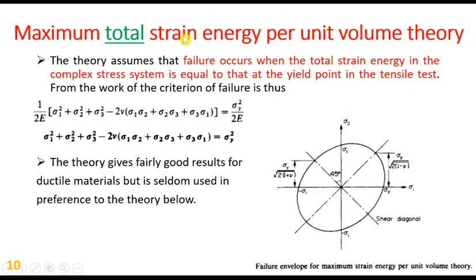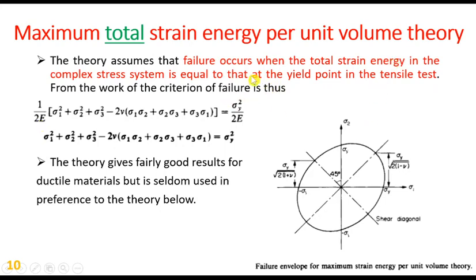Then the maximum total strain energy per unit volume theory, the fourth theory. The theory assumes that failure occurs when the total strain energy in the complex stress system is equal to that at the yield point in the tensile test. Total strain energy in the complex system and total strain energy at yield point. If both are equal, that gives us the criteria of failure.